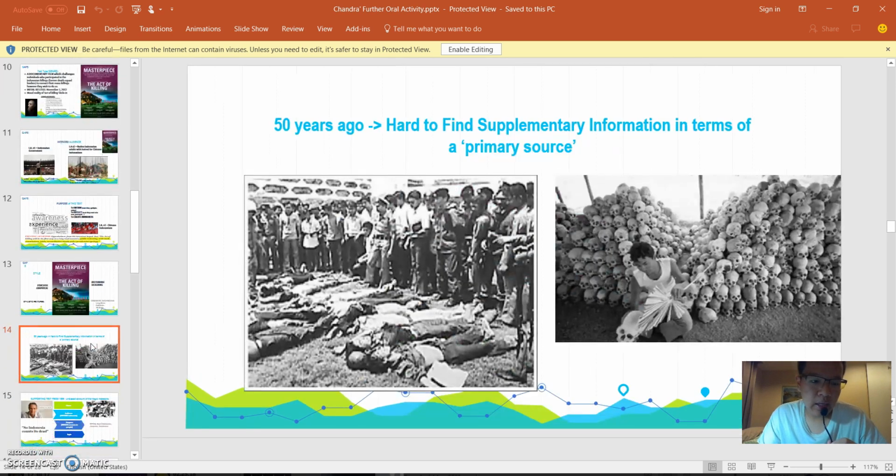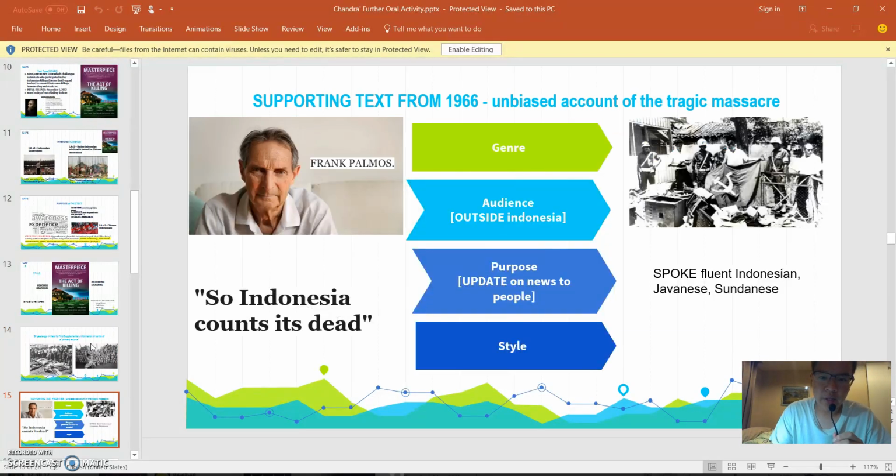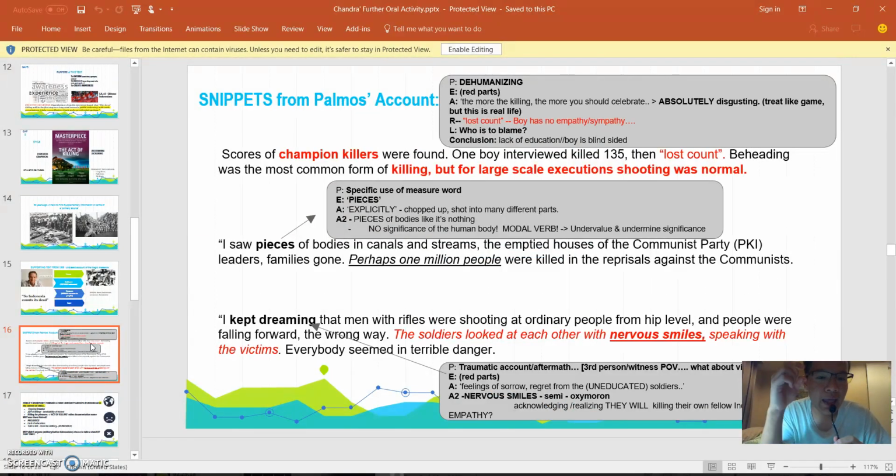Right? And then I justified my reason that it's hard to find a primary source, hard to find supplementary information 50 years ago because there wasn't anything to compare and contrast before and after, because that was my research question. The after was easy, which is the trailer itself, right? And then what it was before, I had to bring about a supporting text and then talk about that. And then this is where I brought my close analysis.